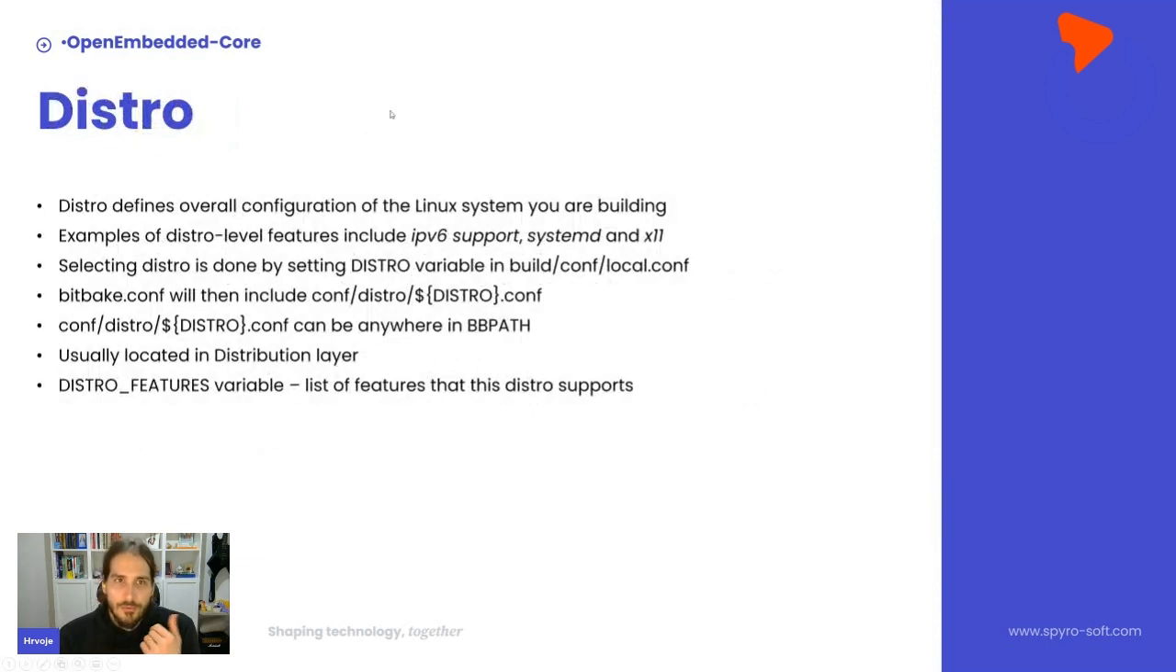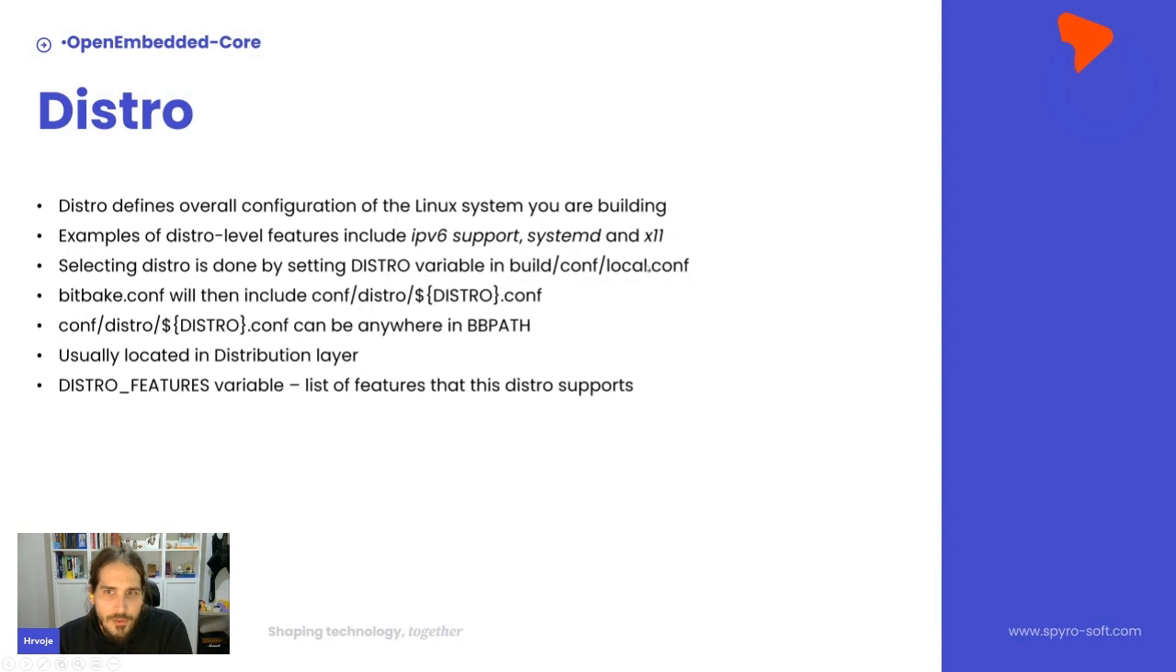So what is distro? Distro defines, let's say, the overall configuration of the Linux system. For example, some of the distro-level features are: will our image support IPv6? Will it use systemd or systemv? Will it use, for example, X11 or maybe Wayland as a windowing manager? So this is what is selected with distribution. And how do we select distribution? Well, we just set the DISTRO variable in our local.conf file.